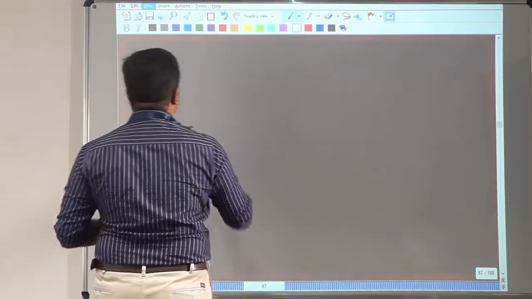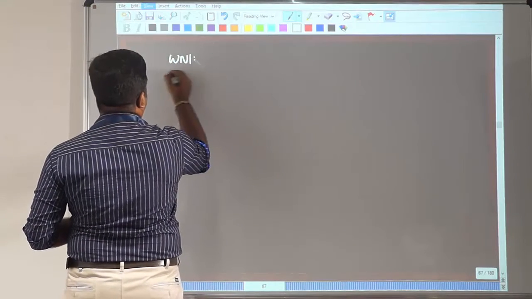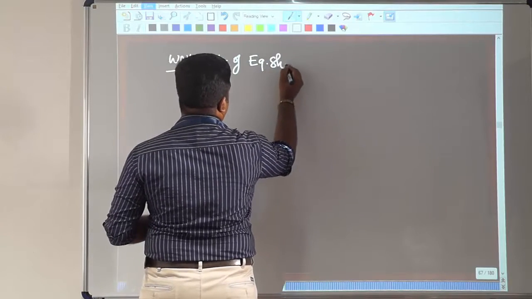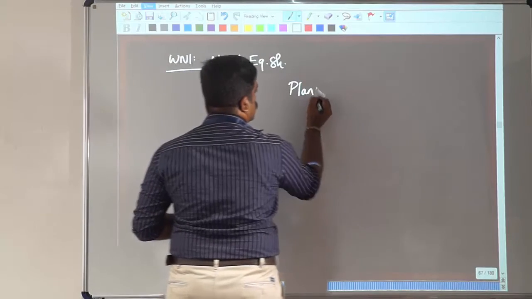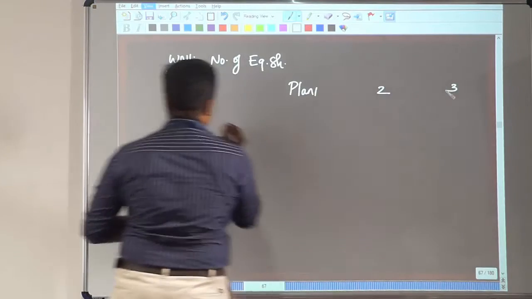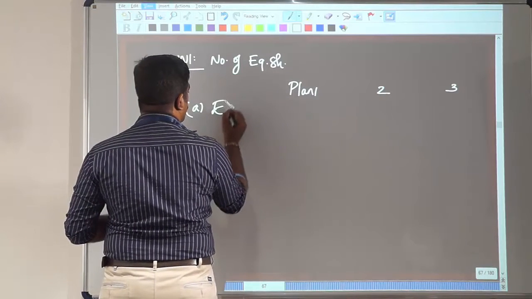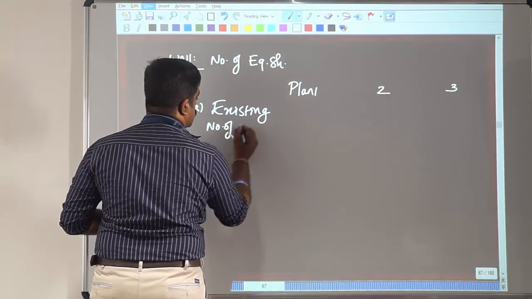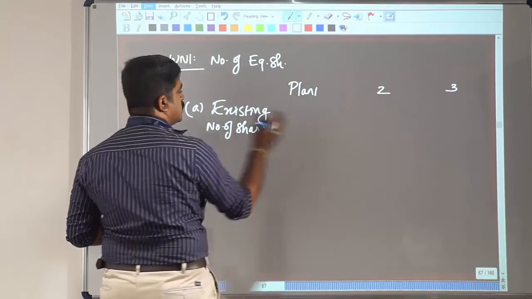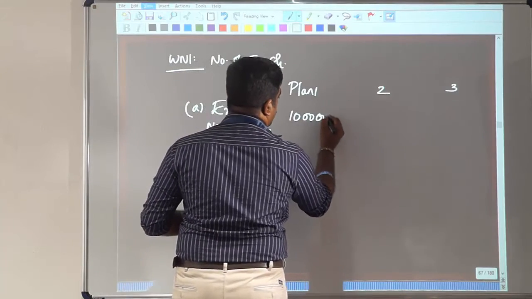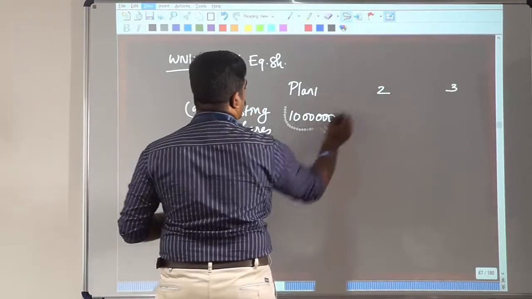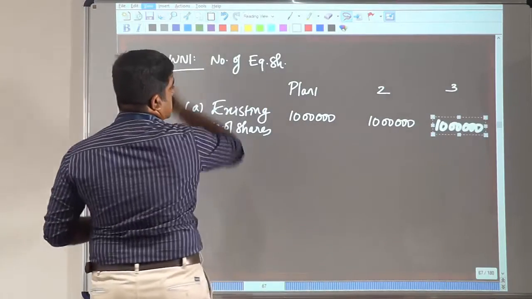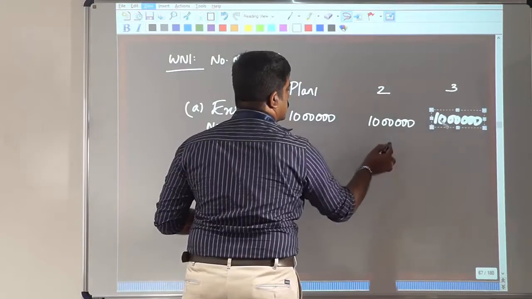I'll call it working note 1. Working note 1: number of equity shares, and we know plan 1, plan 2, plan 3. In all the 3 plans, there is a certain number of shares which is already there in the picture. Existing number of shares, and that information we have in the question. Existing number of shares is 10 lakhs. In all 3 cases, it is 10 lakhs.